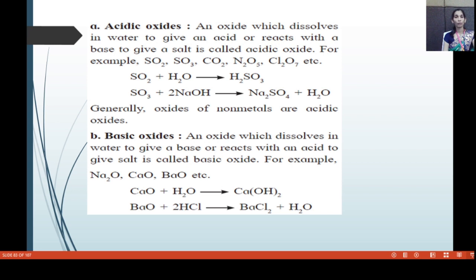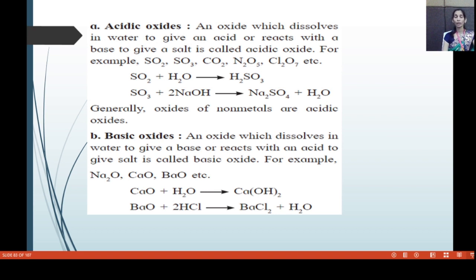SO2 when reacting with water gives H2SO3, and sulfur trioxide again reacts with NaOH to give Na2SO4 salt. Generally oxides of non-metals are acidic oxides. The second one is the basic oxide; these are oxides which dissolve in water to give a base or react with an acid to give a salt.